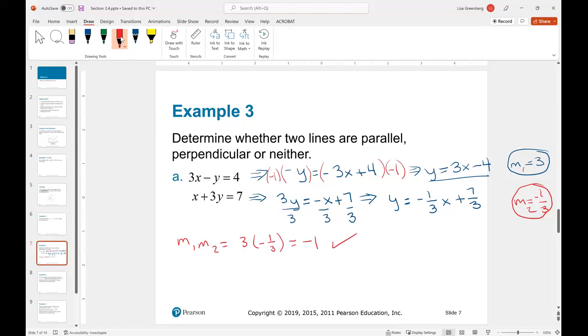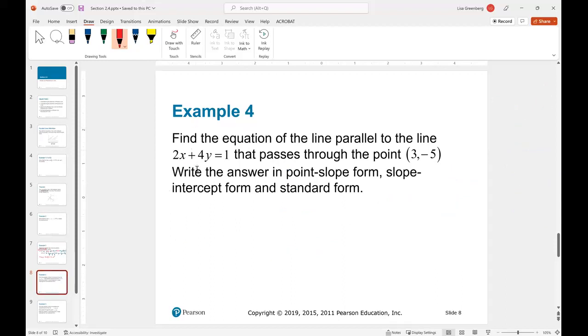Or I could have said before I even did the second one that the slope of the line perpendicular to this one would be negative and then the reciprocal, which is what it is. So we know these two lines are perpendicular to each other. All right, next. Yeah, that's working much better.